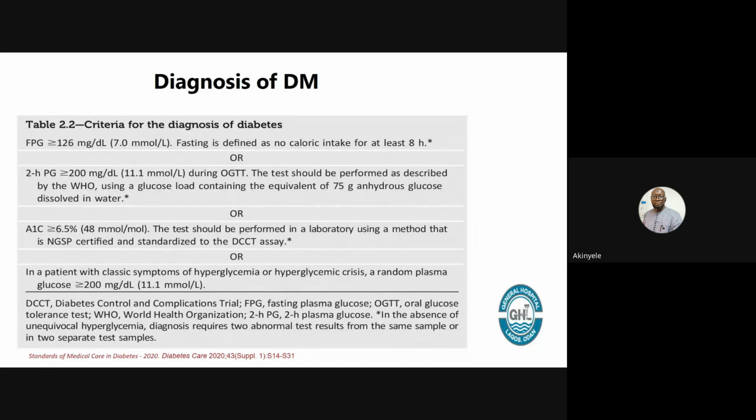But if someone has symptoms and you do a random blood glucose, even with the glucometer, without doing the OGTT, and it's already more than 200, that person is diabetic. Or someone who has symptoms, is peeing a lot, is thirsty, is having blurry vision, and all of that, and you check the fasting and it is more than 126, that person is diabetic.